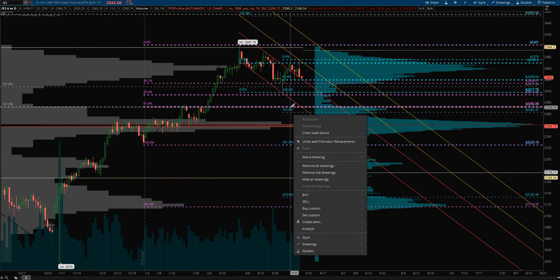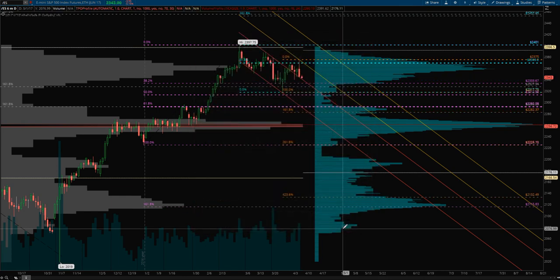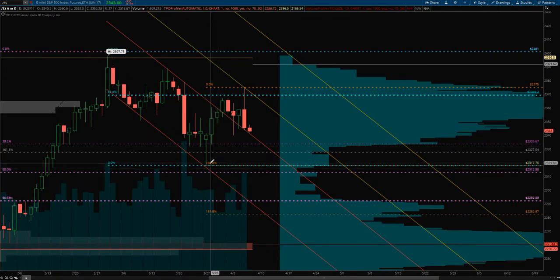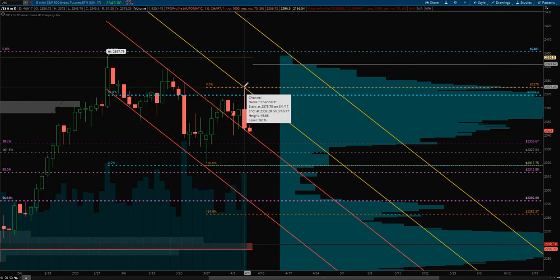do something like this. Let's just edit some of these properties out. And we'll make it orange just so we can see it. And let's do a little zoom. So what we've done is we've drawn a Fibonacci level from this bounce low from the excess up here into where we rejected today at the 161.8 of the channel.